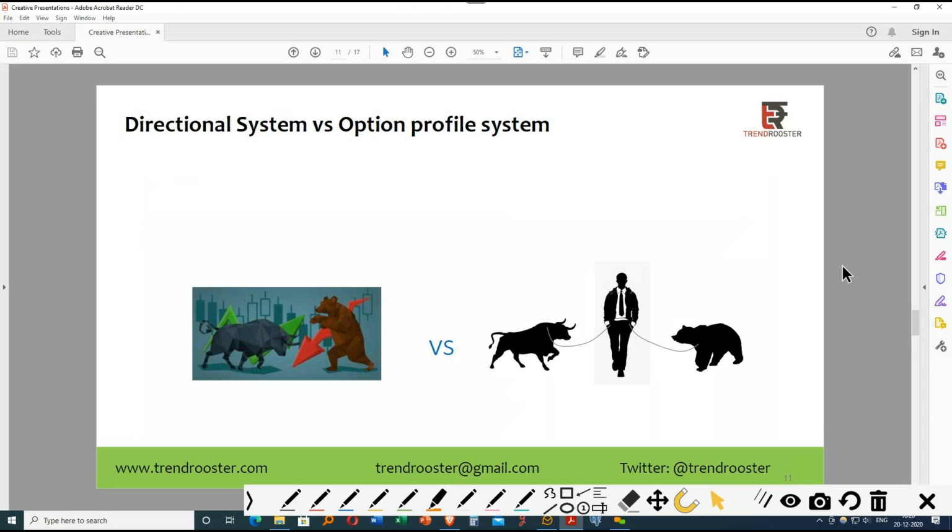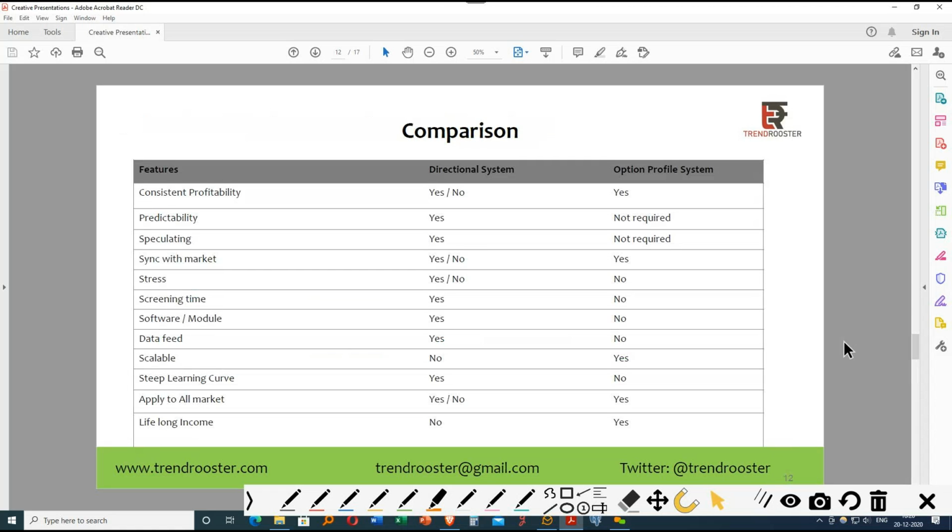Okay, now let's compare the advantages and disadvantages of directional trading versus option profile trading. Let's look at consistent profitability. How many of you say you are consistently profitable with directional trading, like intraday, swing trading or positional trading systems? Can you consistently make money with directional? Sometimes you predict it will go bullish, but the moment you enter, everything goes bearish. Am I right? Sometimes it happens, but not all the time. Is it so?